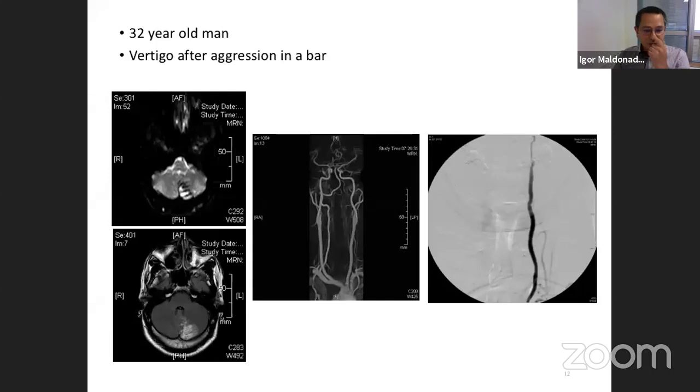So I have some cases to show you. Those are the same cases from the beginning. So this is a 32-year-old man who was complaining of vertigo after aggression in a bar. He was fighting in a bar.